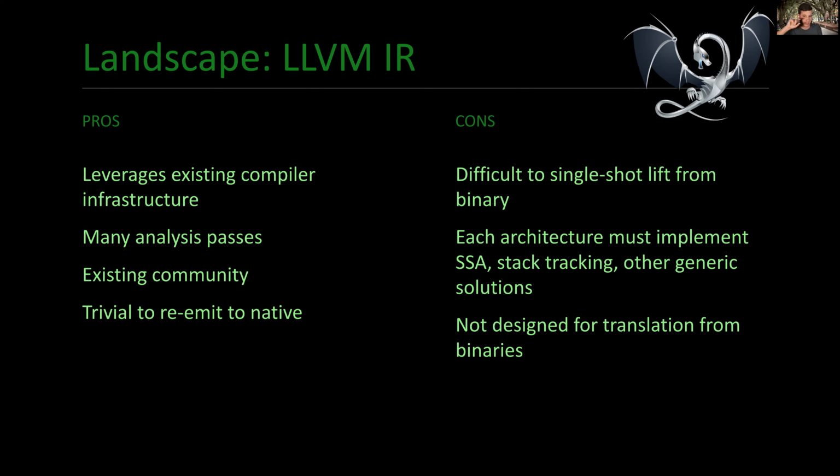So now you've got to implement your stack tracking, your SSA, your data flow, and all this analysis per every architecture. Otherwise, you've actually secretly got your own IL internally that you're lifting to at that point. And then you're not one-shotting to LLVM, you're going through something else, which would be the way to do it if you were going to do it. And it's not really designed for translation.